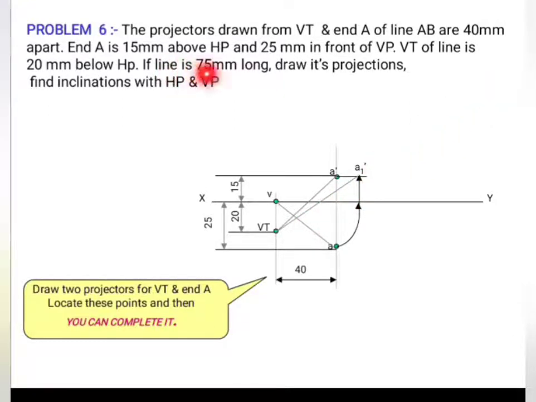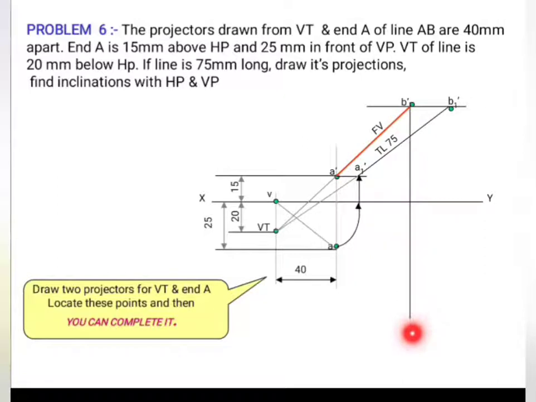The length of the line is given as 75 millimeter. So I can extend this line for 75 millimeter. Then I will get the endpoint B1 dash. So I can draw the locus line through B1 dash. Extending VT A dash, I will get this intersecting point B dash in this locus line. So A dash B dash will be the front view. B dash and B will be on the same vertical projector. Now I can extend this VA and get the intersecting point B. So AB will be the top view of the line.